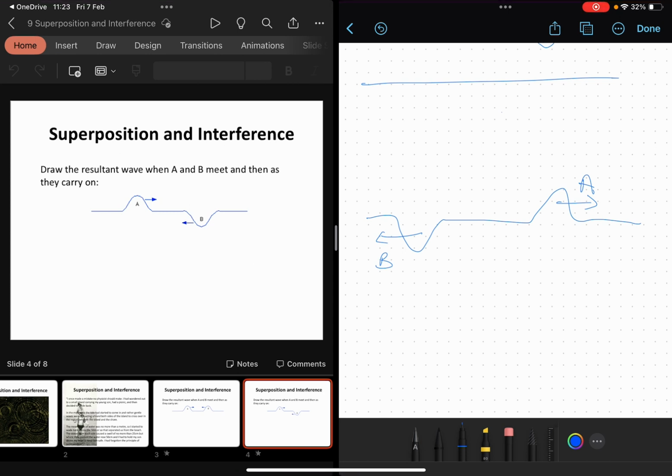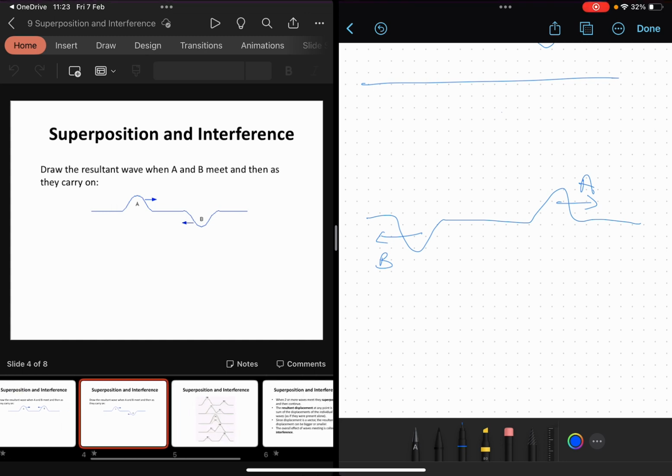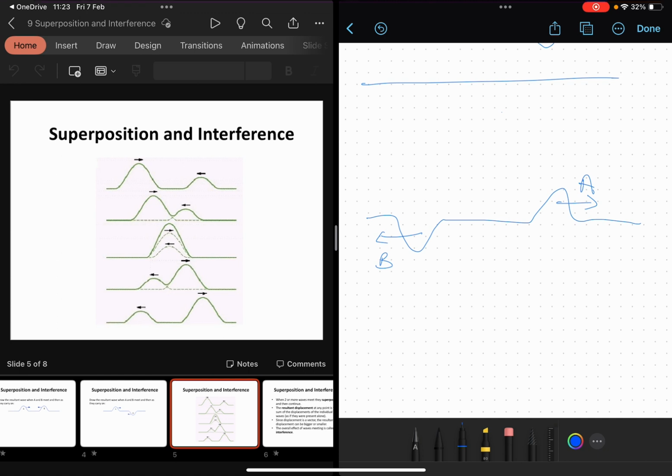Sometimes in the ocean, when you're right out in the middle of the ocean and there's quite a lot of waves around you, you have these moments in time where the water goes still and then the waves reappear. It depends on how those waves have met. And what we've just done here is applied what we're going to call the principle of superposition.